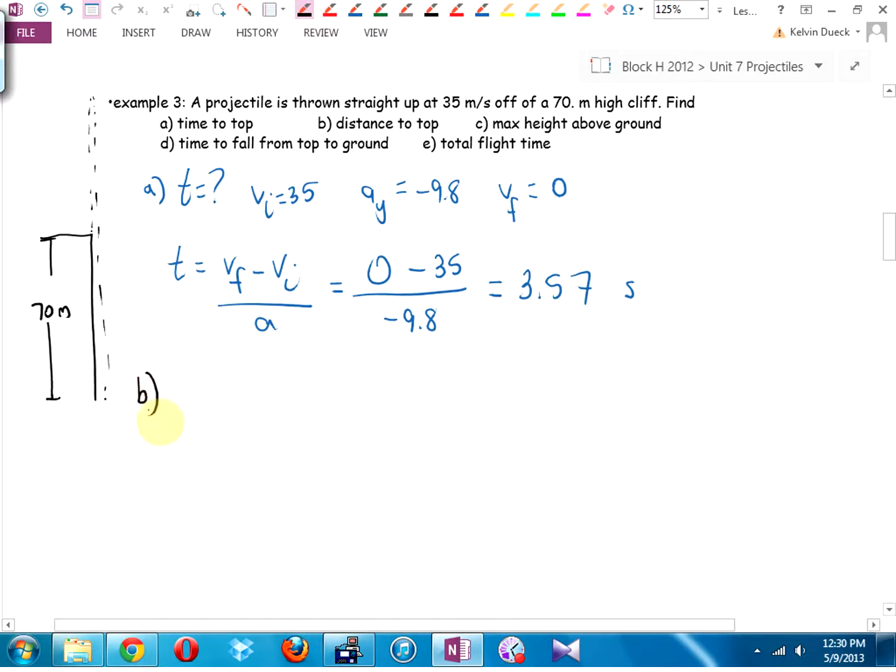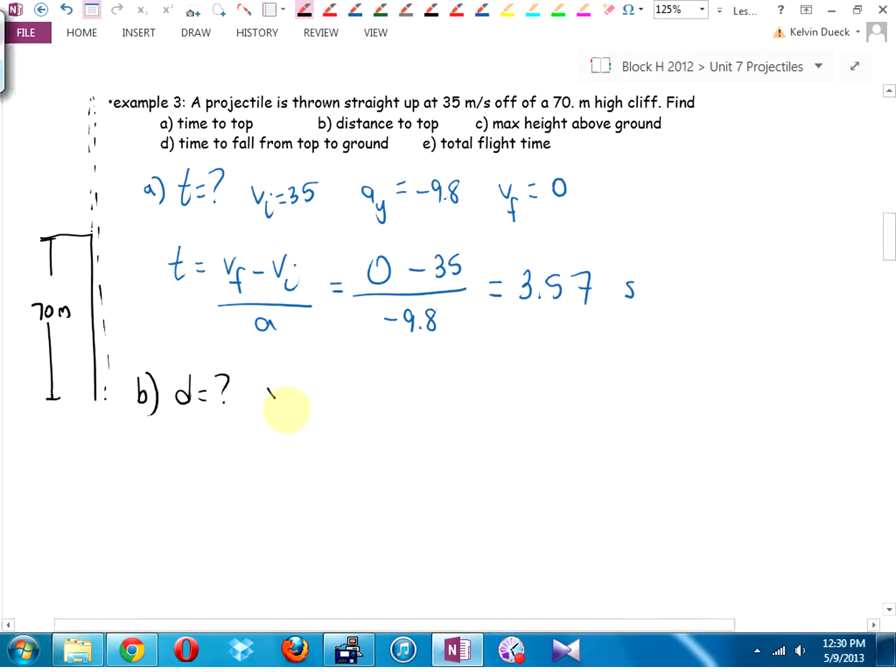B. Jordan, what did they ask me to find in B? Let's write D equals question mark. Distance to where? Okay, what do I know about the top? Let's list my data. What do I know?